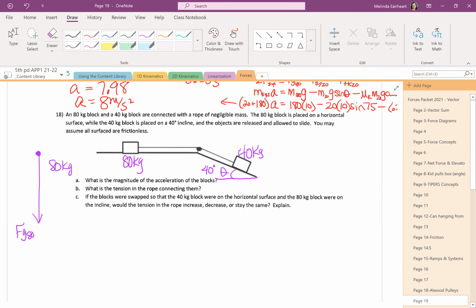Normal is going to go what direction on the 80 kilogram? Straight up. How big do I draw it? Equal to the weight of the 80, right? Because it's on a tabletop and there's no other vertical forces. So these two are equal and opposite. Newton's first law. When you balance on one object, it's first law. Okay. What other forces are acting on the 80?